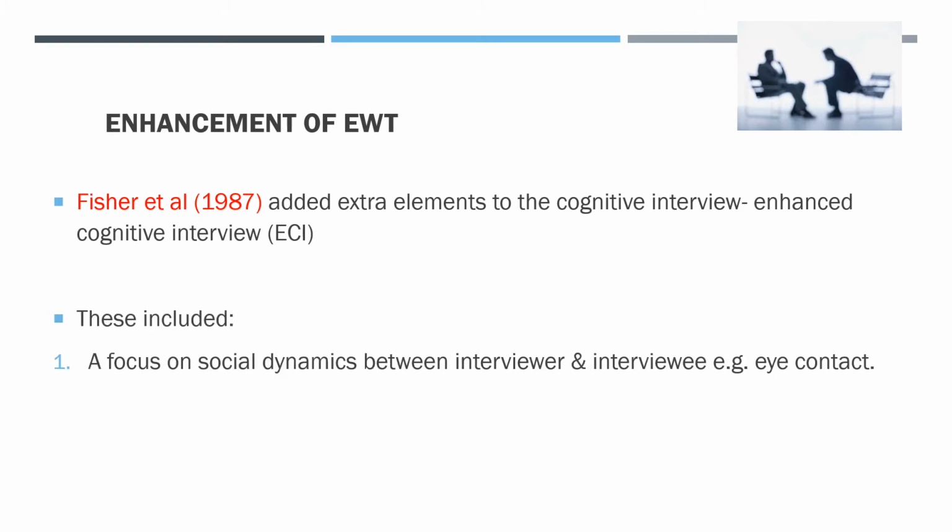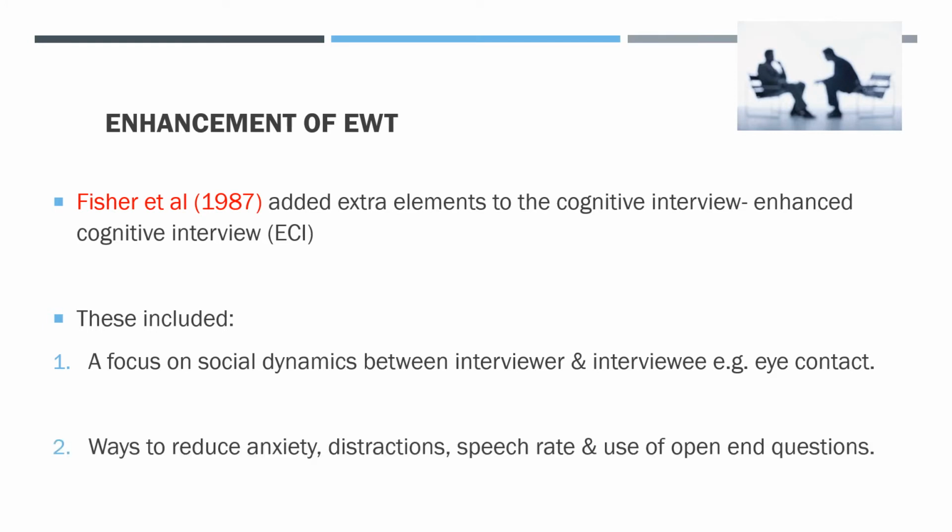So this includes a focus on the social dynamics between the interviewer and the interviewee, so making sure you maintain eye contact with them, you don't look away from them, things like that. And ways to reduce anxiety, distractions and speech rate by the use of open-ended questions. So it's all about making sure that the interviewer and the interviewee have got a relationship and a good rapport going, they feel relaxed, and that all distractions and anxiety are reduced, and using open-ended questions so you're not restricting. So those are the features of the enhanced cognitive interview.